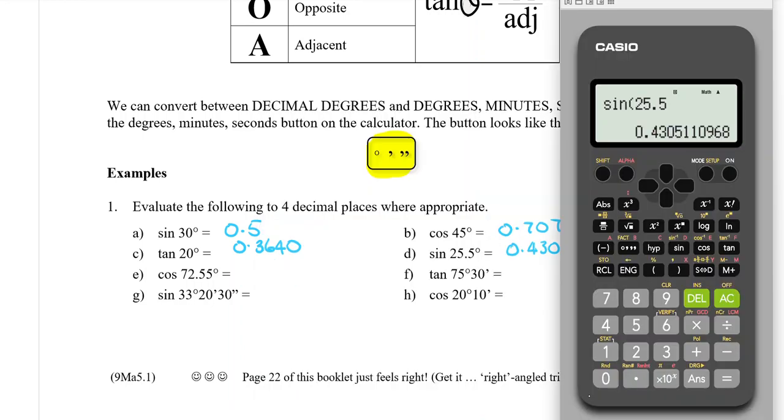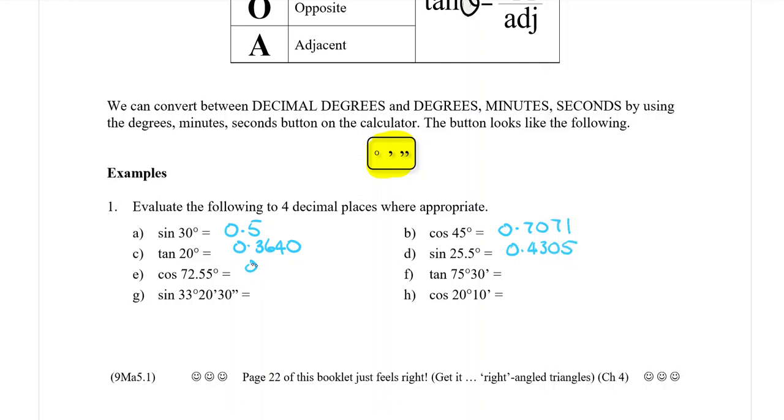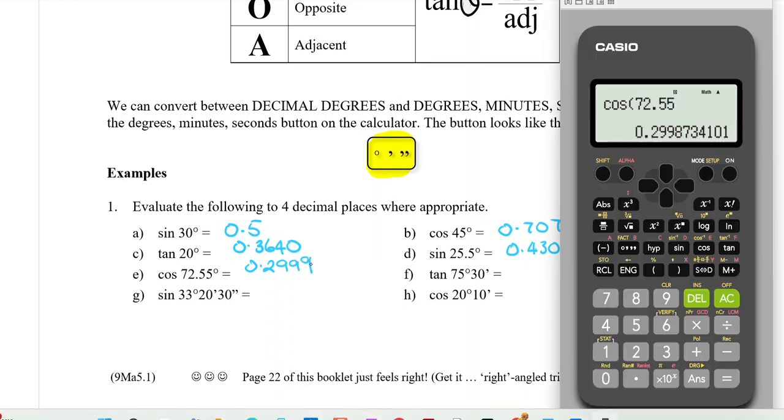Now type in cos of 72.55 and press equals. What is the answer to 4 decimal places? Yes, good. Because that last number, the 8, you want to round up.